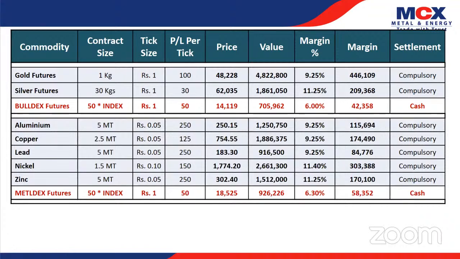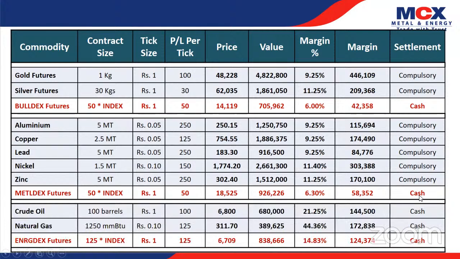Similarly, on the metal side, aluminium, copper, lead, nickel, zinc, we are all aware of the contract sizes, and metal index futures are also there side by side. If we take yesterday's price of all of them and see the contract size, to trade the full spectrum of base metals, it is around 12 lakh value for aluminium, 18 lakh for copper, 9 lakh for lead, 26 lakhs for nickel, and 15 lakhs for zinc. As compared to that, if I trade in metal index futures, the contract value is only 9,26,000. And the margin is fairly less here, maybe 58,000, for me to take a position on metal index futures and get exposure to all these base metals in the assigned weightages which we saw in the previous slide. And again, it is a cash settled product.